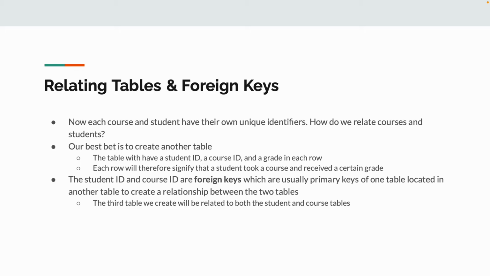The student ID and the course ID are called foreign keys, and typically these are primary keys of one table that are located in another table, and therefore create a relationship between those two tables. So by putting student ID in this third table, we are saying that the third table is related to the student table, and that in order to look up the corresponding record in the student table, we just have to use this student ID.